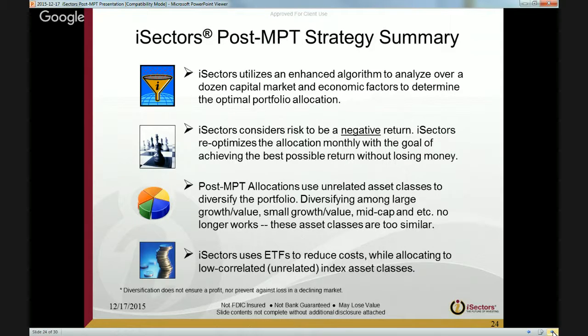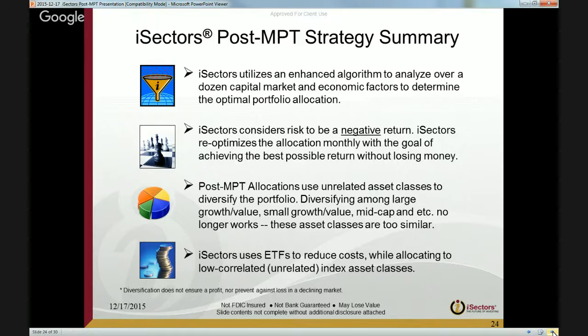We collect that data and we input that data into the algorithm, and we basically tell the algorithm, based on this data and a change in the data, how should we allocate the portfolio to these 9 low correlated asset classes that make up the post-MPT universe in such a way as to take maximum advantage of upside volatility without going below zero. And so then the portfolio will come up with an allocation to these 9 asset classes.